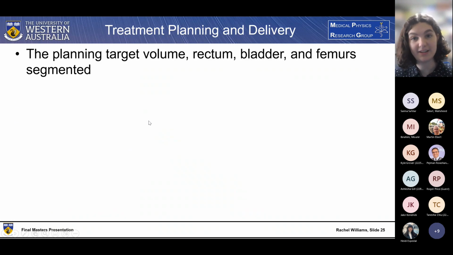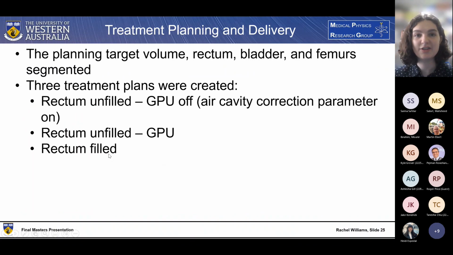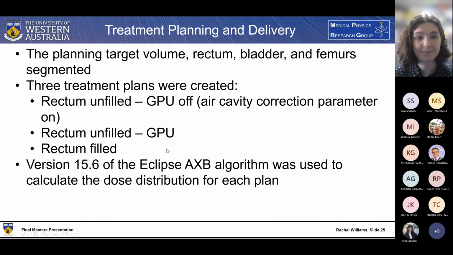So the planning target volume, rectum, bladder, and femurs were segmented, and 3 treatment plans were created. The first was the rectum unfilled with the GPU off and the air cavity correction parameter on. The second was the rectum unfilled with the GPU on, and as such, the air cavity correction parameter was disabled, and last with the rectum filled.